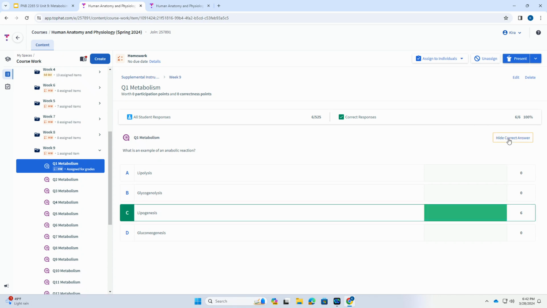Perfect. Lipogenesis. So I erased it off the board, but if you remember, gluconeogenesis, oh, it's technically an anabolic reaction. Yes. So that one would also work. But the best answer here would be lipogenesis.